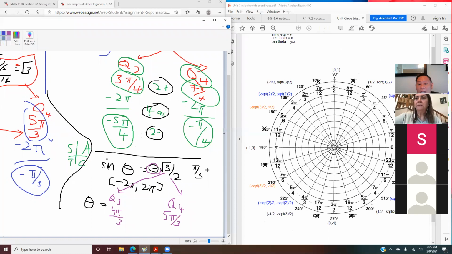Yep, Katie, you have to subtract 2 pi. You've got a positive, so you subtract 2 pi, and this will become negative 2 pi over 3, and this will become negative pi over 3. So your answer in this case will be 4 pi over 3, 5 pi over 3, negative 2 pi over 3, and negative pi over 3. So this is your answer in this case.